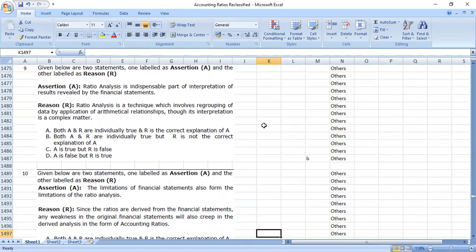I think as per the answer key, B was the correct answer. B for ball was the correct answer. Yeah, let's assume ratio analysis is complex. I think it's given in an NCERT.